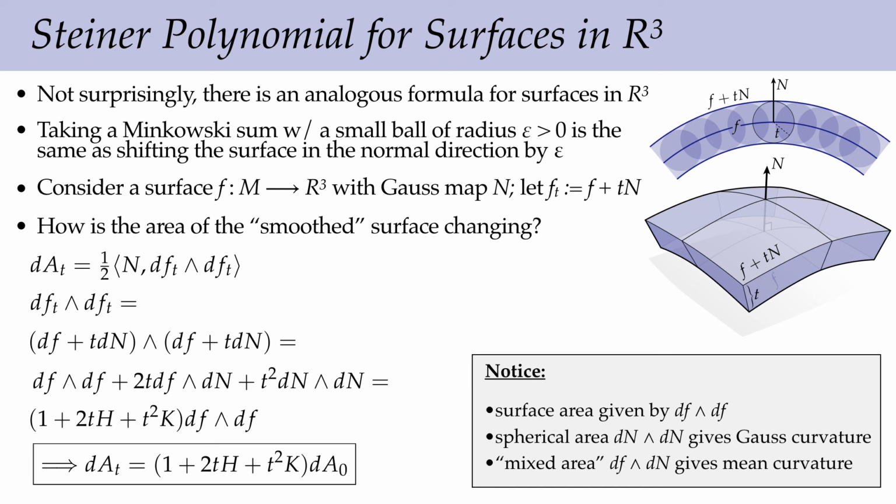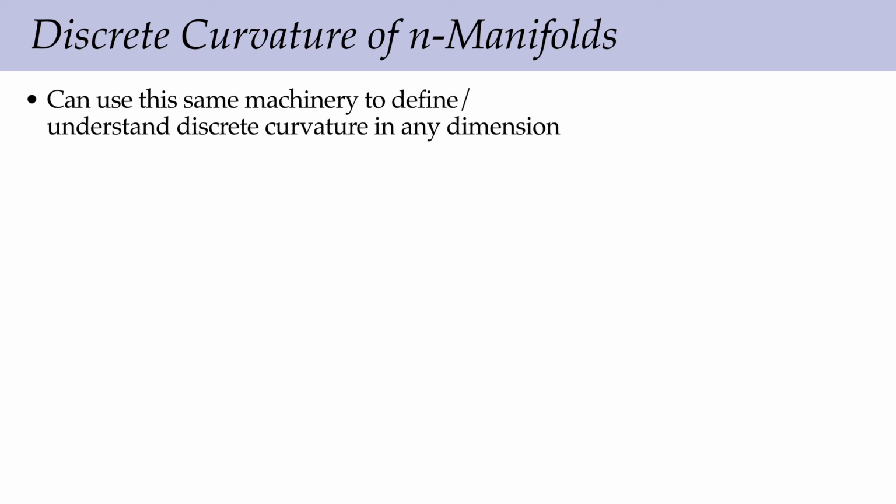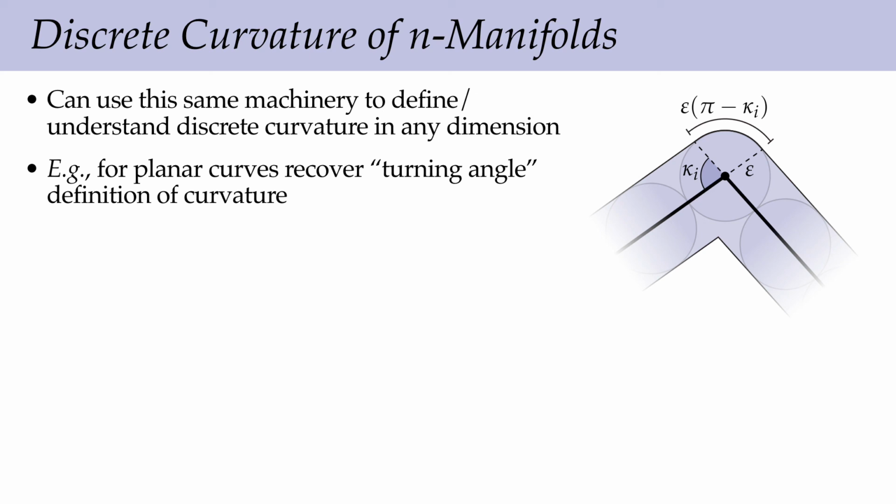Okay, hopefully that gives you a pretty nice picture of the interplay between smooth and discrete surfaces and their curvatures. We could go on and talk about the discrete curvature of n-dimensional manifolds. In fact, you could use this exact same machinery to define and understand discrete curvature in any dimension. Actually, the first thing you might want to do, because it's the easiest thing, is to go down in dimension and think about curves. How does the curvature of curves, which we've talked a lot about in this class, relate to this Minkowski picture? Well, we've drawn a picture right here.